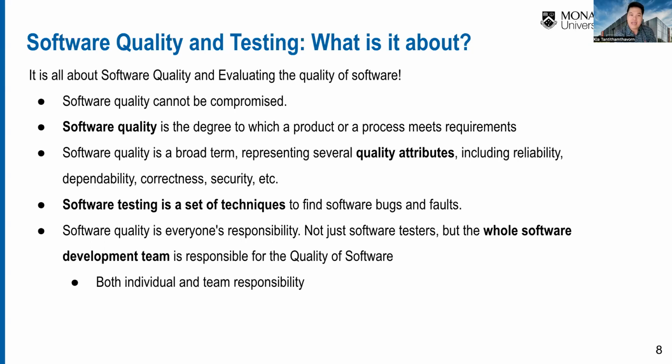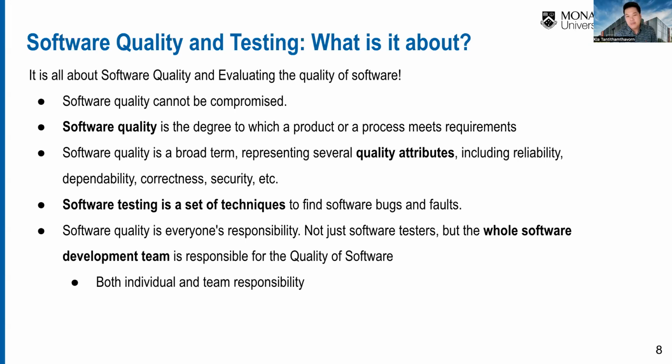But when we talk about what exactly software quality is, we define it as the degree to which a product or process meets the requirements or not. Normally, when we develop a software system, we first extract the requirements, what the software is supposed to do, and then we use a process to ensure that the product or process meets the requirements. That's about quality, okay? There are different aspects of quality, so we need to talk about quality attributes, such as reliability, dependability, correctness, and security.